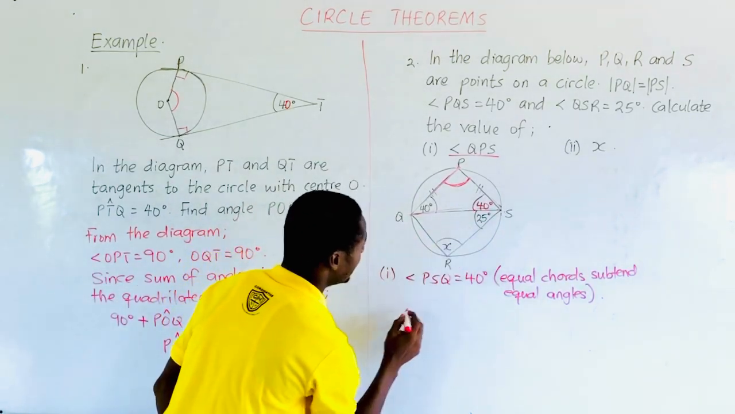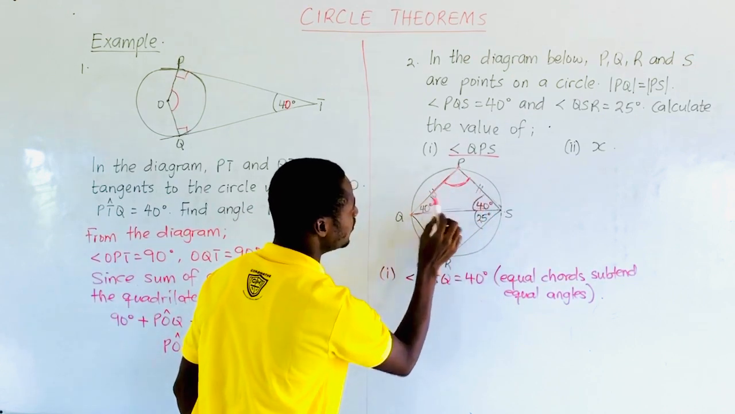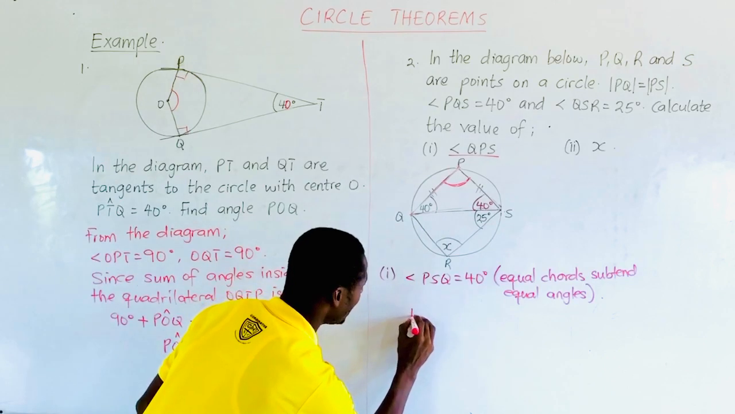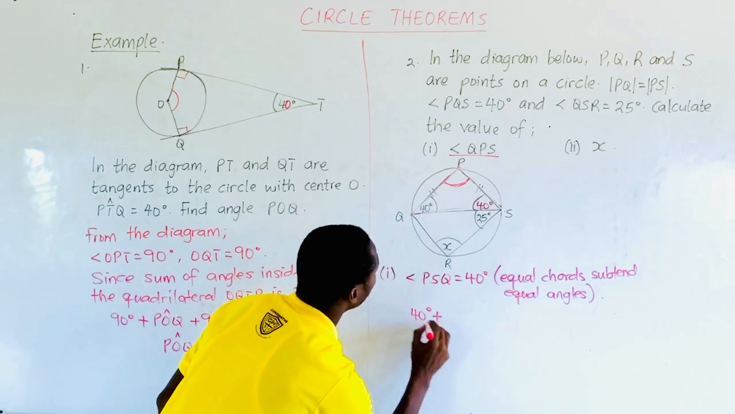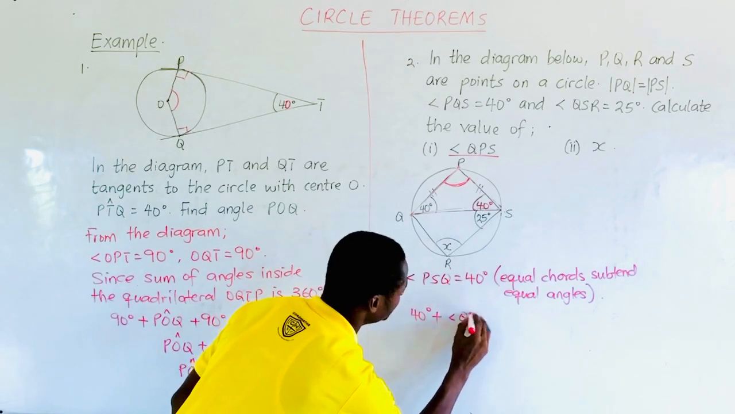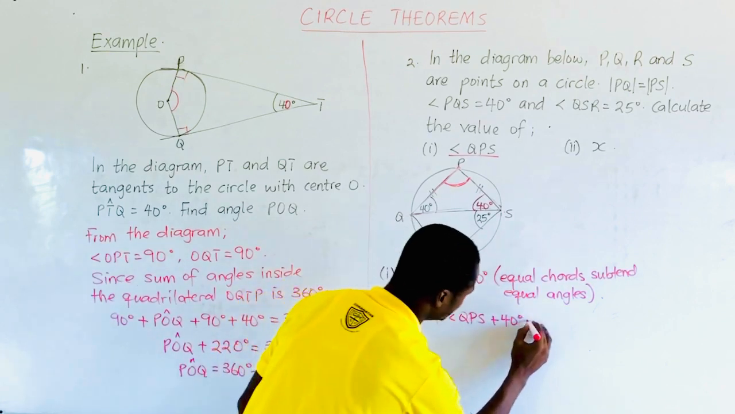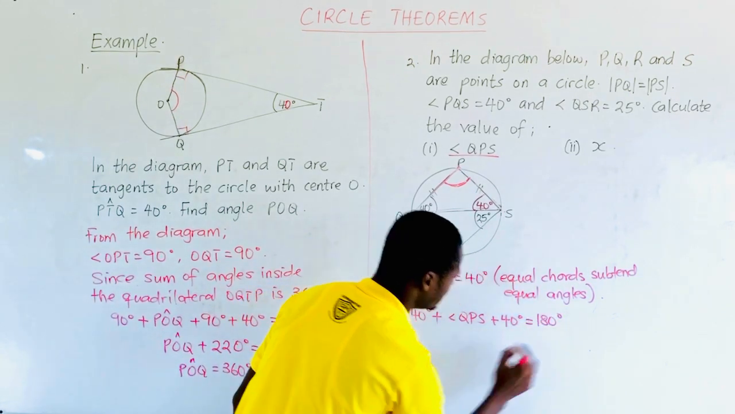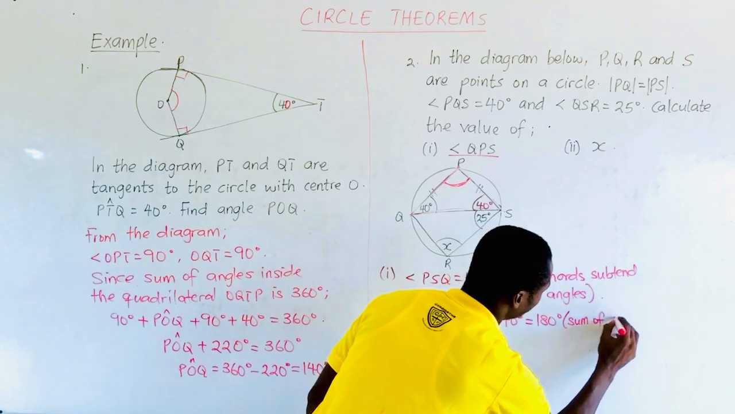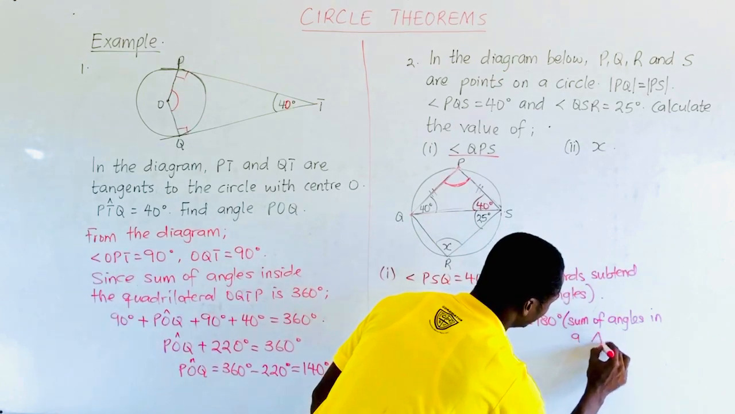So from there, we also know that sum of angles in a triangle is equal to 180 degrees. And so we have 40 degrees plus the angle QPS plus another 40 degrees is equal to 180 degrees. Then you state that as sum of angles in a triangle.